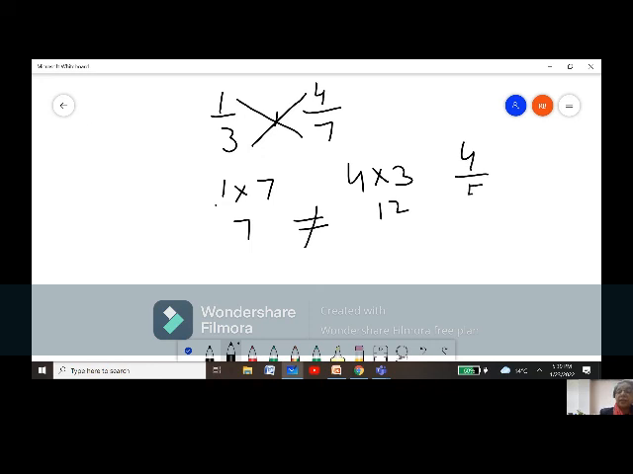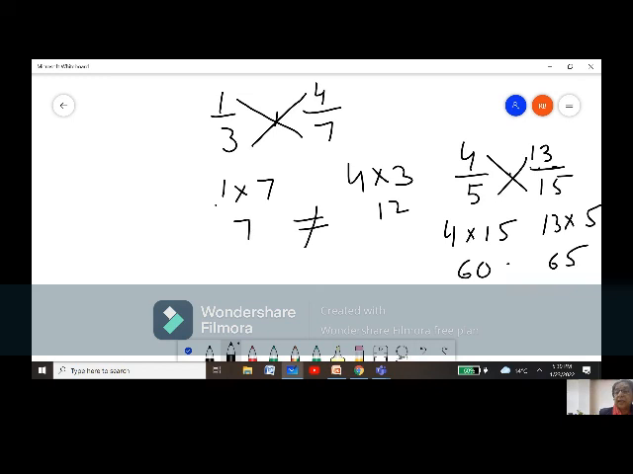Let's see one more example. 4 by 5 and 13 by 15. Do the cross multiplication. 4 multiplied by 15, 13 multiplied by 5. 15 fours are 60, 13 fives are 65. Not equal.